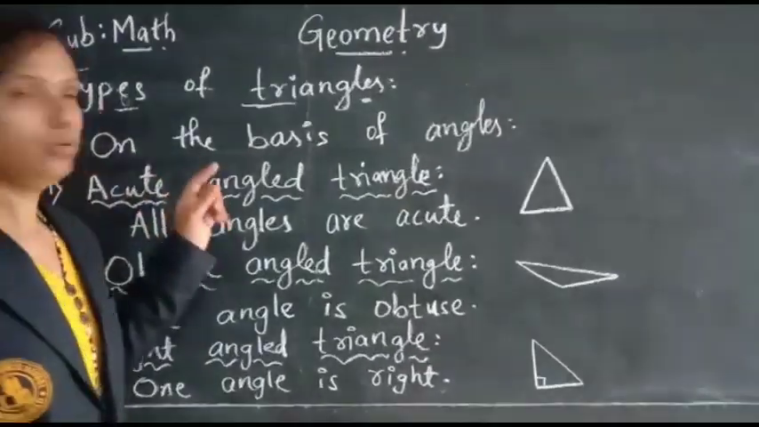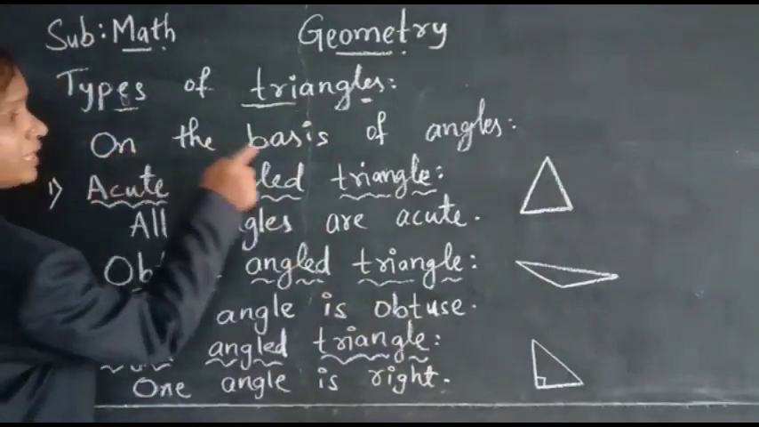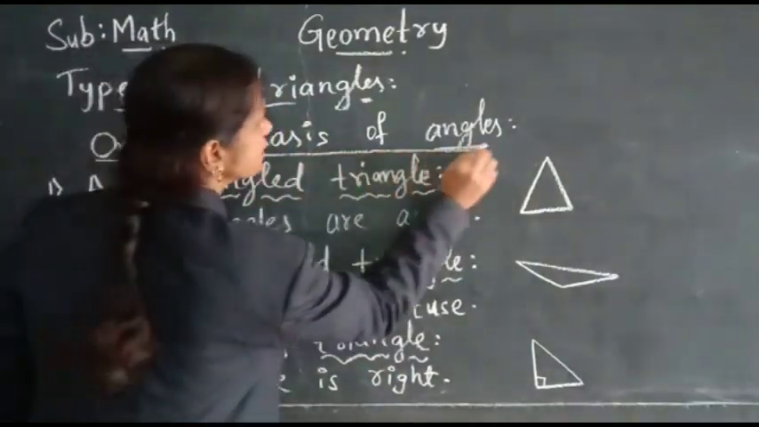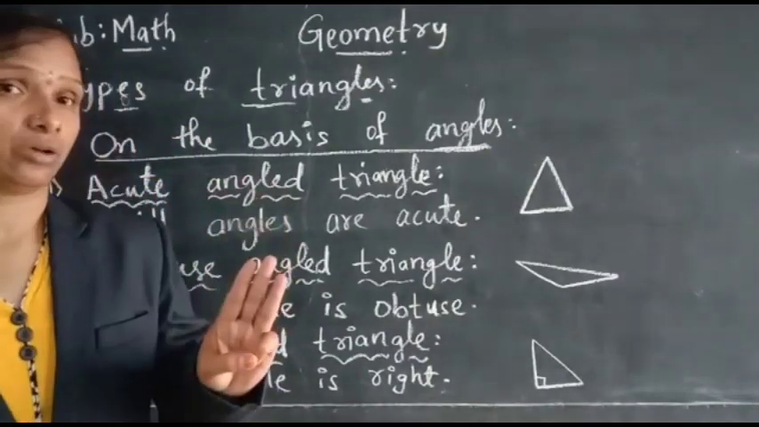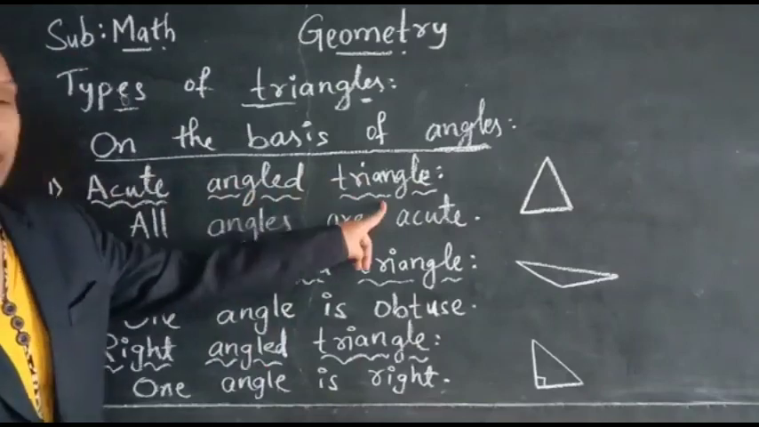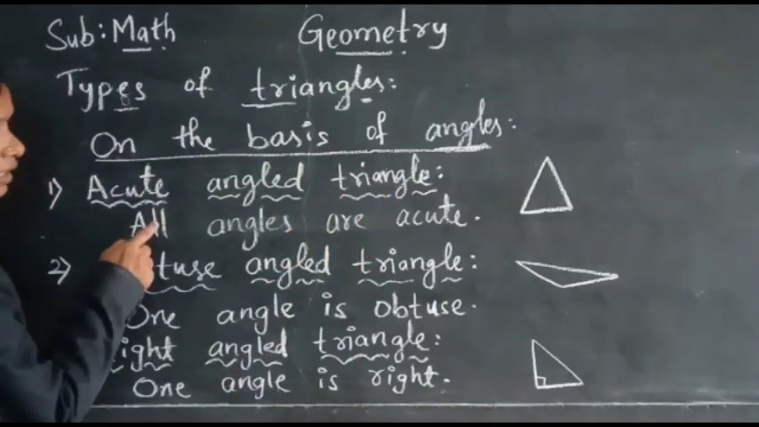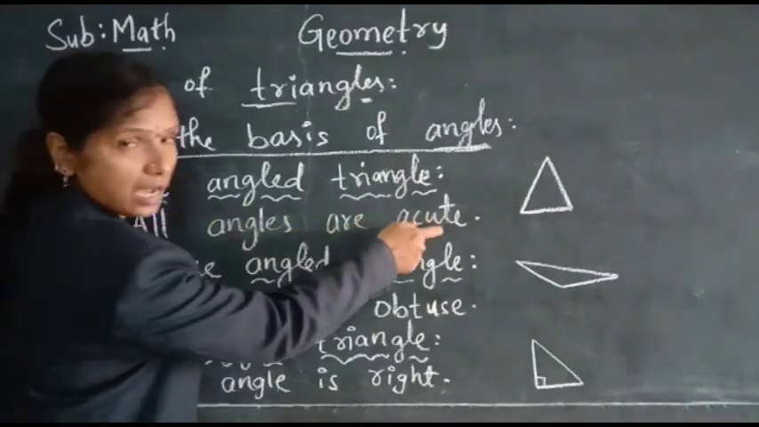Now types of triangles again, on the basis of angles. On the basis of angles also we have 3 types. Acute angled triangle. An acute angled triangle is nothing but all angles are acute. All angles are acute.